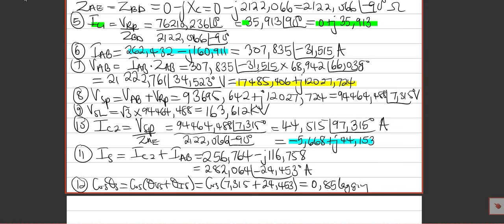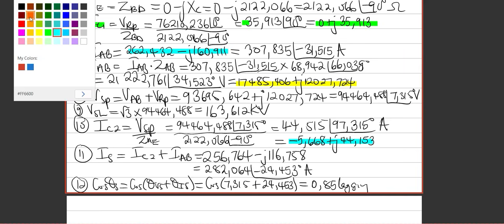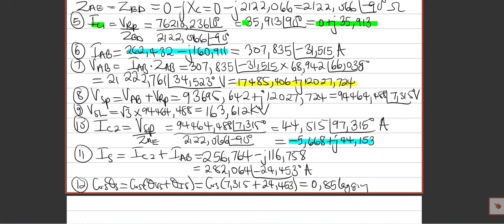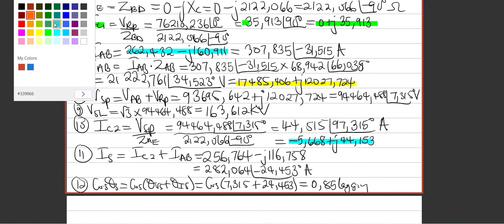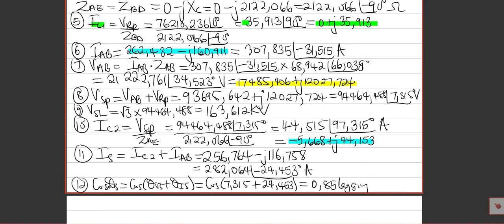And then yeah, so what were we looking for? We, my friends, were looking for the power factor at the sending end. We were looking for the sending end current, and we were looking for the sending end voltage. Those are the three main things we were looking for. Make sure you know what you're doing.